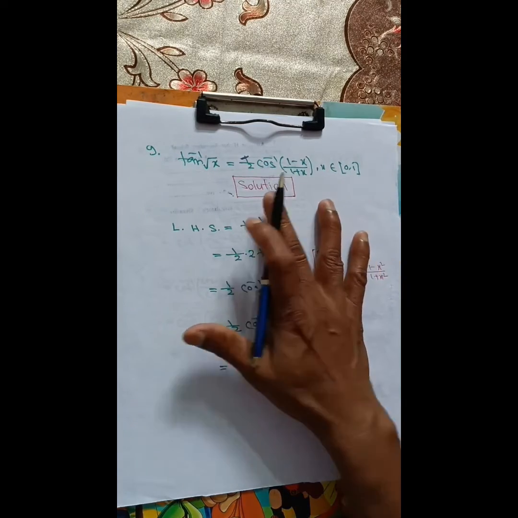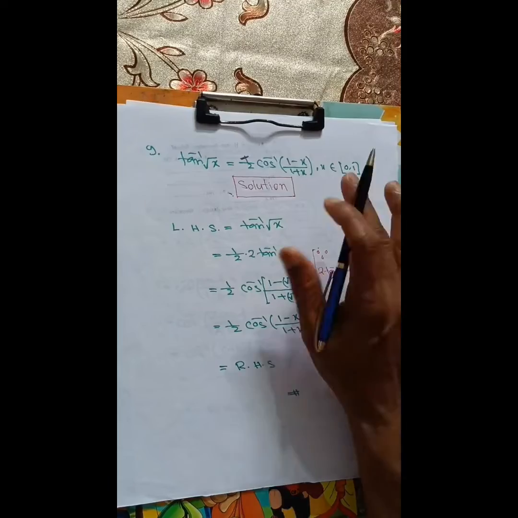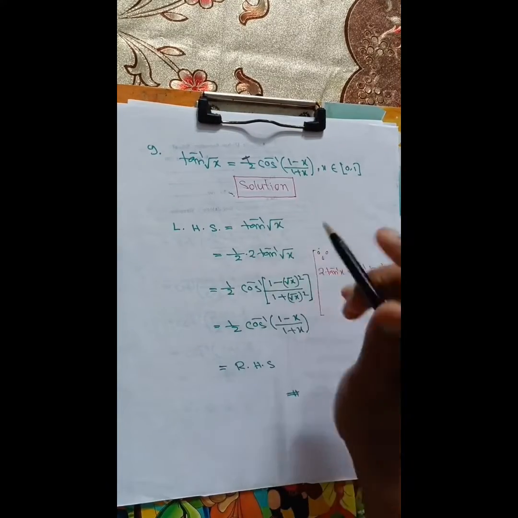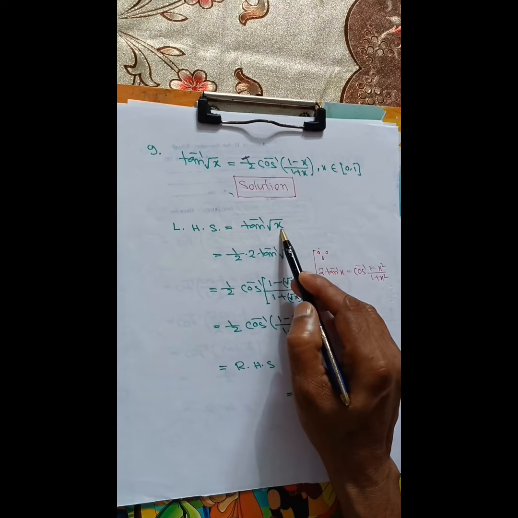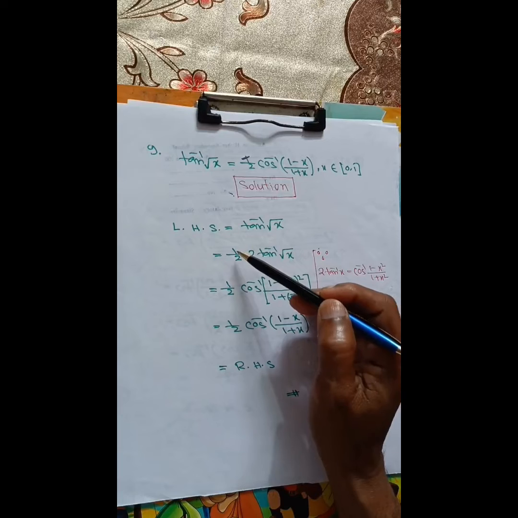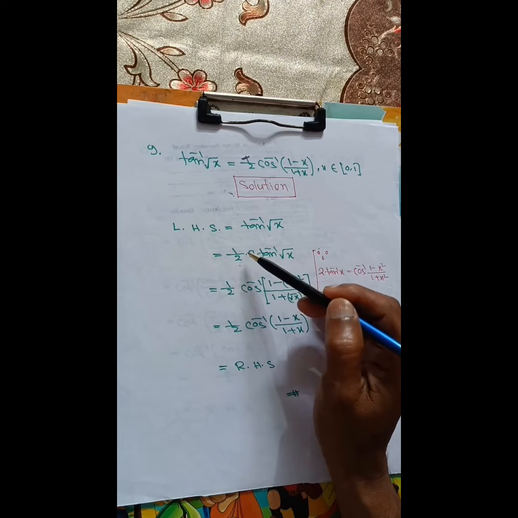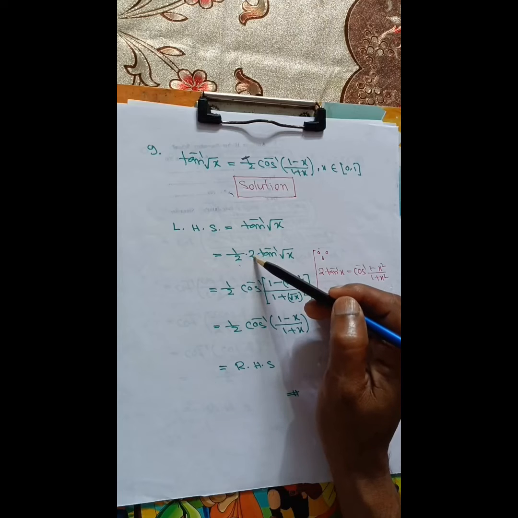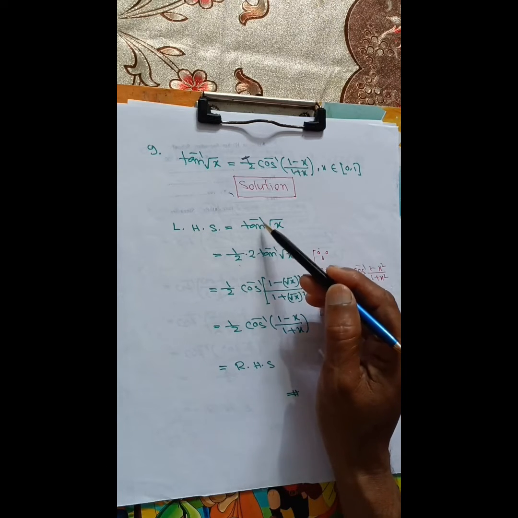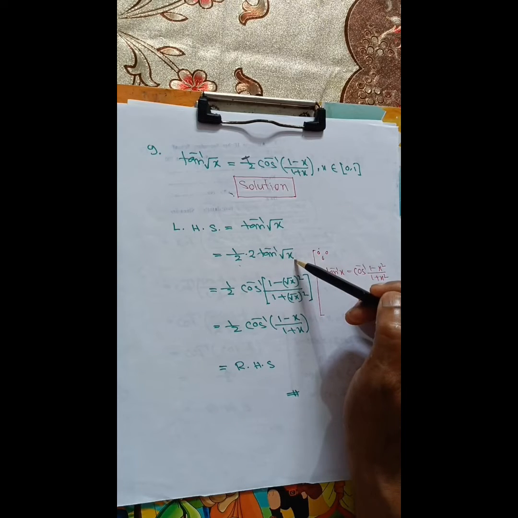For the solution, what will we do? We have to take the left hand side. The left hand side is tan inverse root x. Since on the right hand side there is a half, we first have to write a half. If we write half, then we have to multiply by 2, and it will be neutralized. Then tan inverse root x.